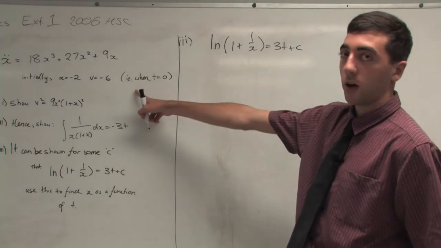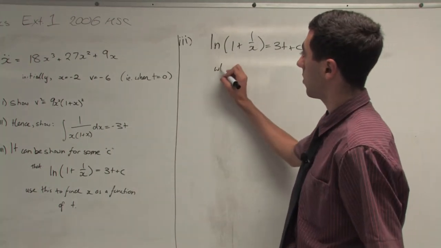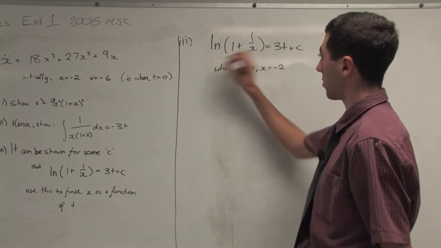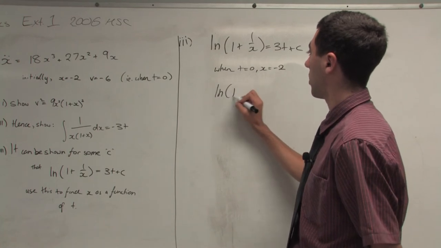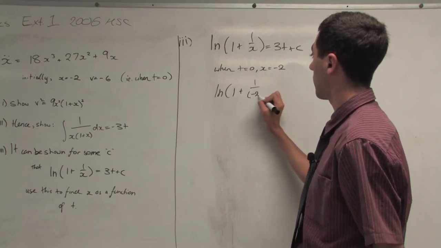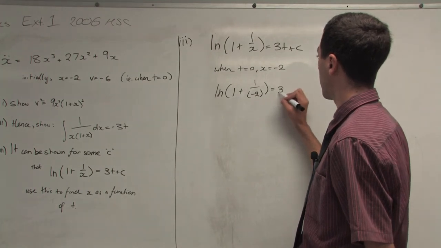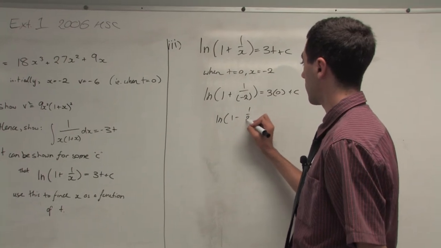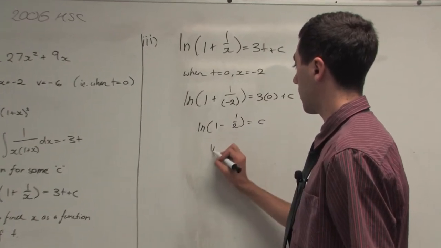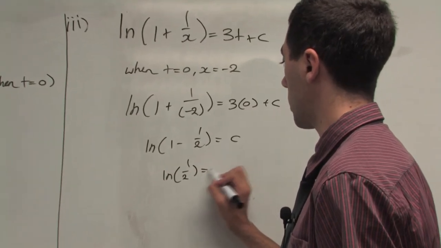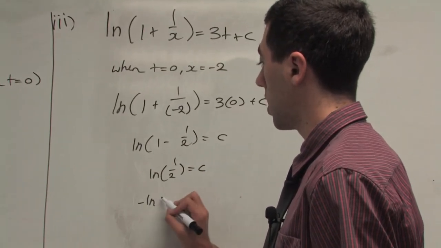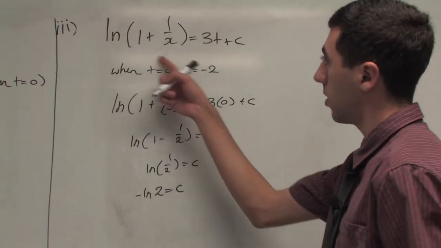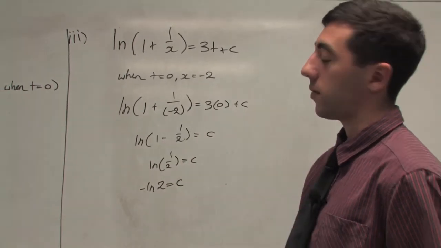So we're going to use our initial values again. So when t is equal to 0, x is equal to minus 2. So now we just substitute in the respective variables. So we've got ln a half equals c, or if we want, we can do minus ln 2 is equal to c. So now that we've used that, we just need to express x as a function of t.